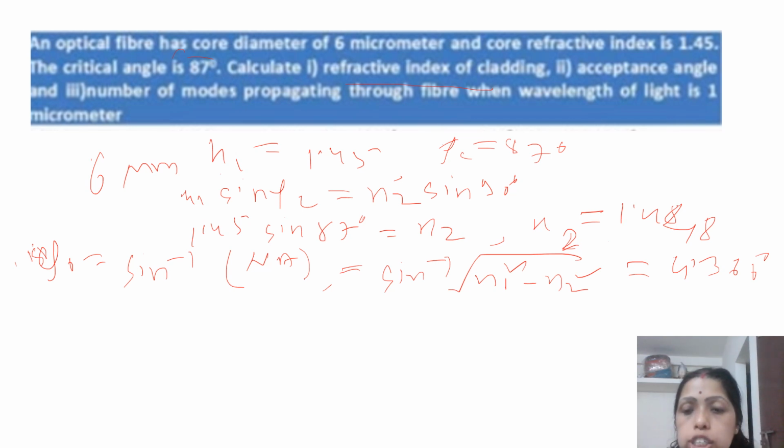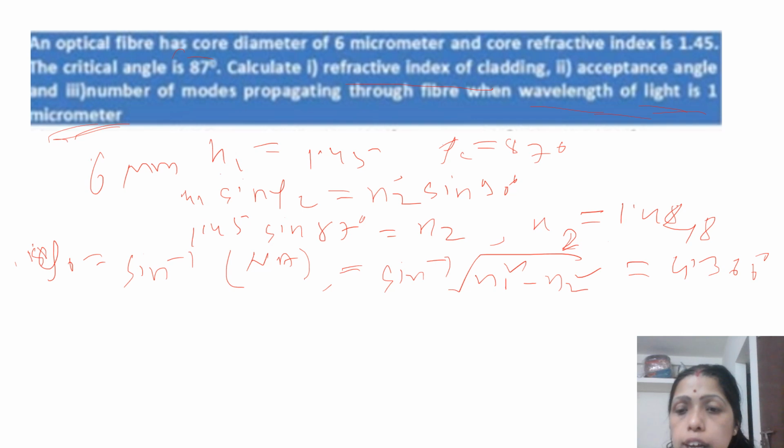Various frequencies of light can propagate through the fiber, so those frequencies should follow the V number. The V number of the fiber should be greater than the corresponding frequency of the optical signal. Suppose the optical fiber is designed for some frequency; I will check whether the optical signal with a 1 micrometer wavelength can give any mode or not, and how many modes it can give.